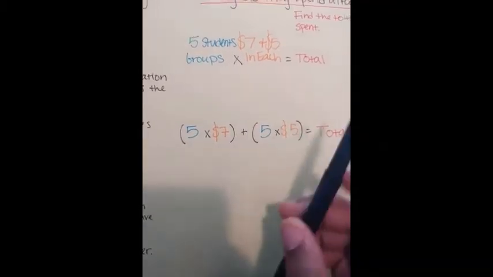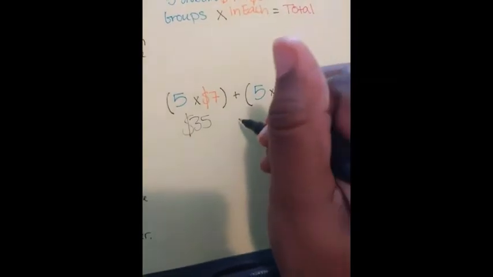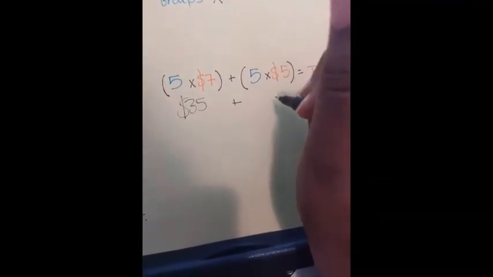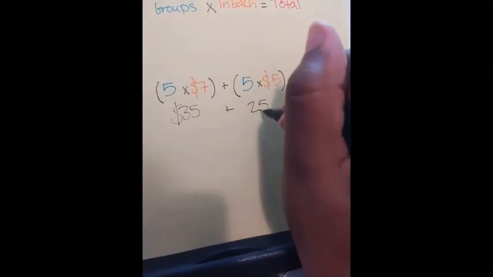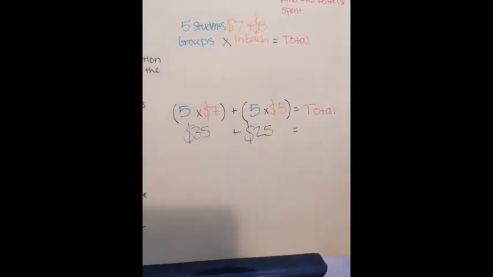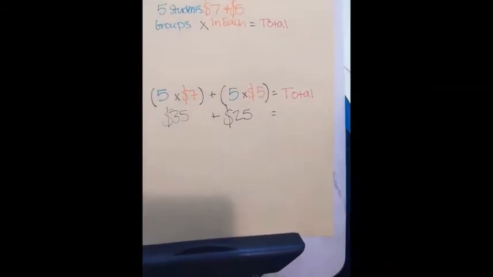We have 5 times $7. That is going to come out to be $35. And then we have 5 times 5, which is a square number, so we know that is going to be $25. And now we have all the information that we need to add up to get the total.